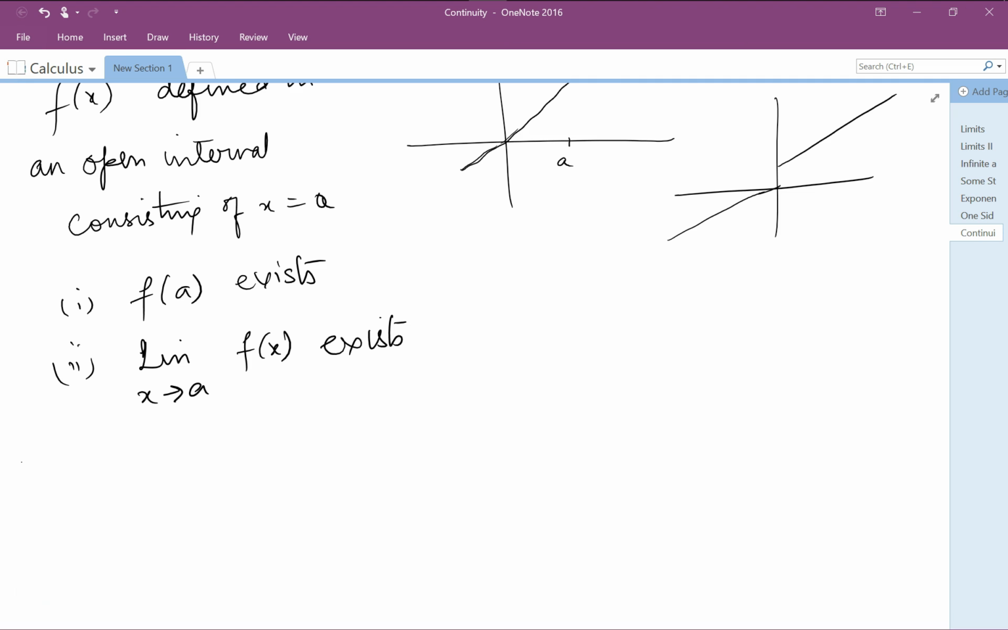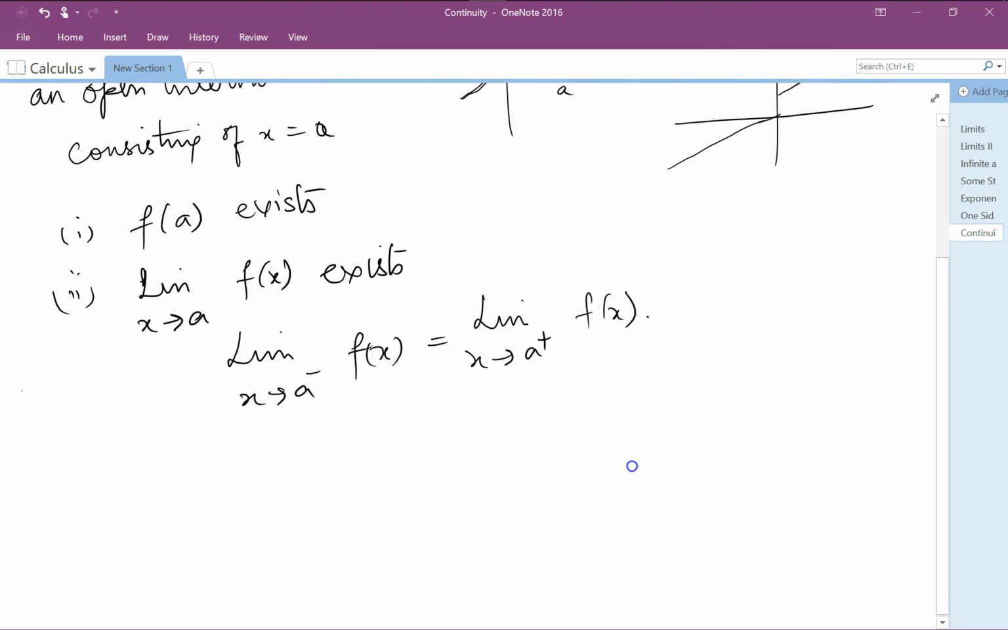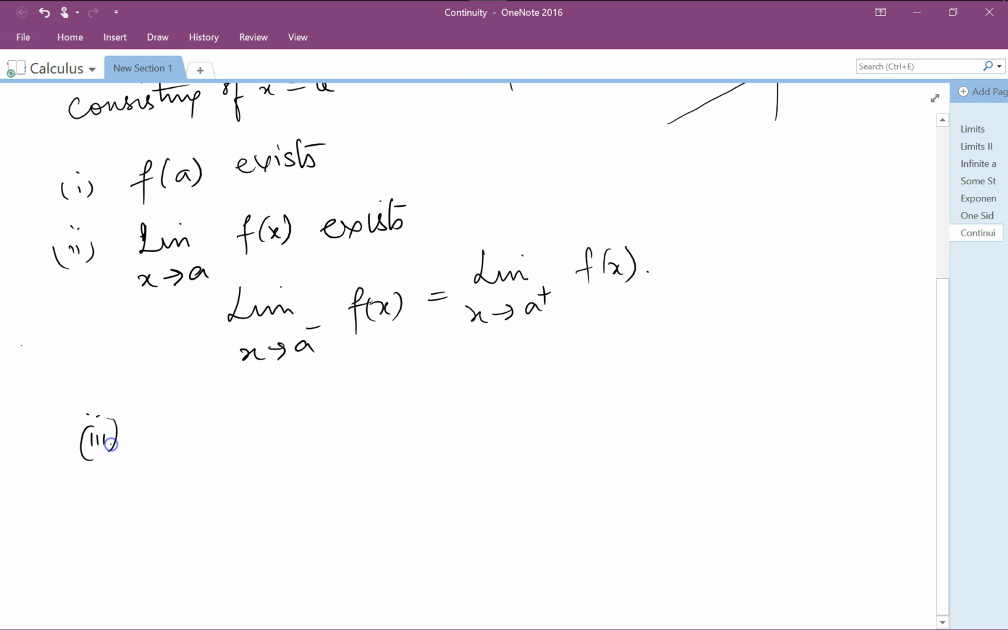Now remember, to really figure out whether the limit exists or not, we have to look at it from both sides. So the limit as x approaches a from the negative side of f of x is equal to the limit as x approaches a from the positive side of f of x. They both should be equal for the limit to exist.